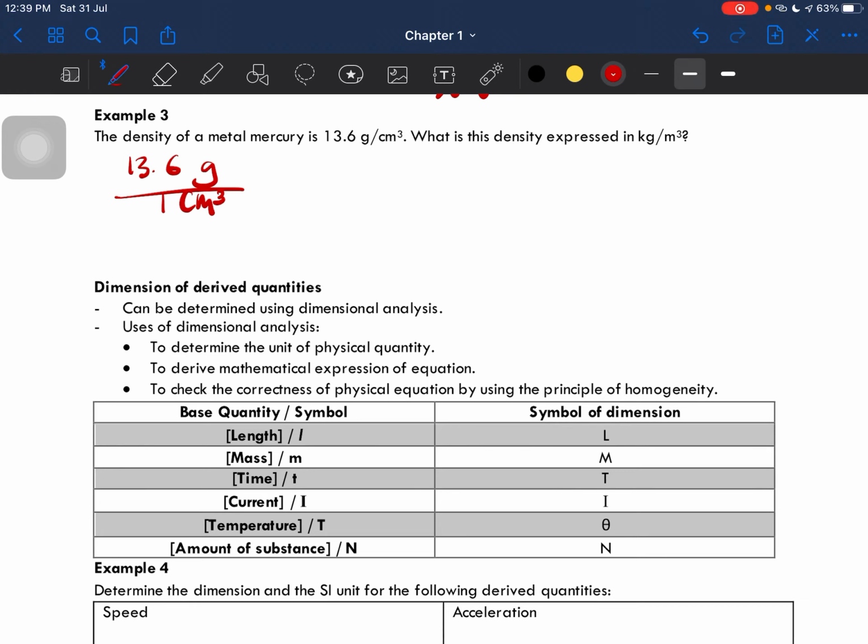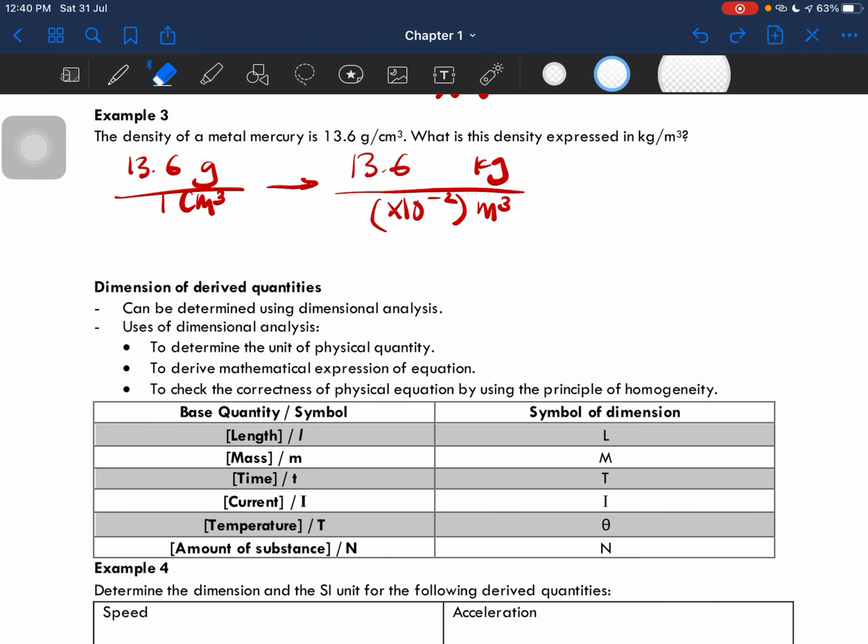gram is not the SI unit. The SI unit is kilogram. So we have to change this into kilogram. So we have to do something in order to get kilogram over cubic centimeter. So cubic centimeter is also not the SI unit. We have that cubic, which is this one, times 10 to the power of negative 2. Right? Wait. Okay, so 10 negative 2.